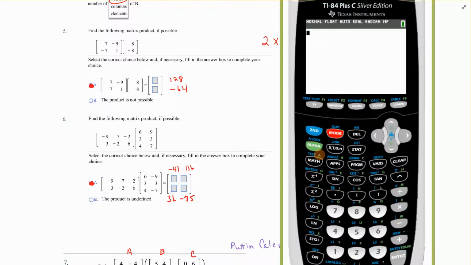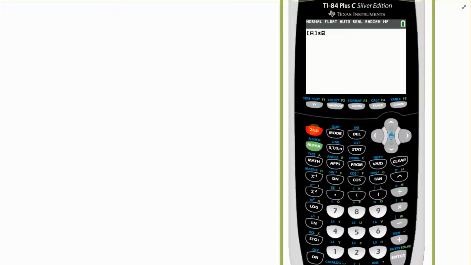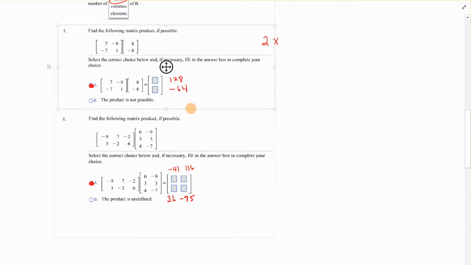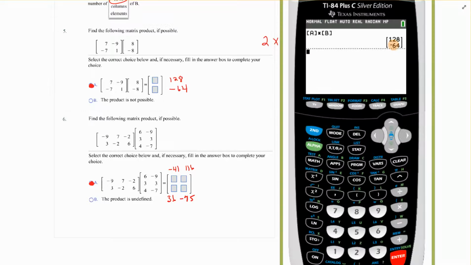All right, so now I want to perform the multiplication of A times B. So I go back into second matrix, choose A, multiplication sign, go back into matrix, and grab B. So I have A times B, and that is my answer. Let's get that back up here. So 128, -64. So anytime you're doing multiplication, I would suggest you do that by calculator. It's much easier. It's not bad, and we're going to use that a lot.